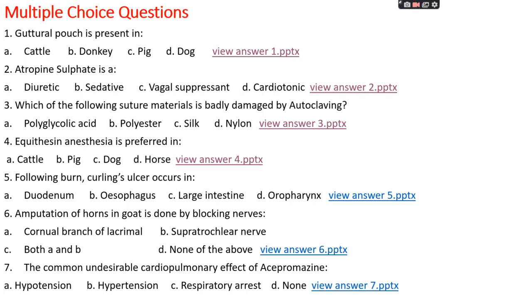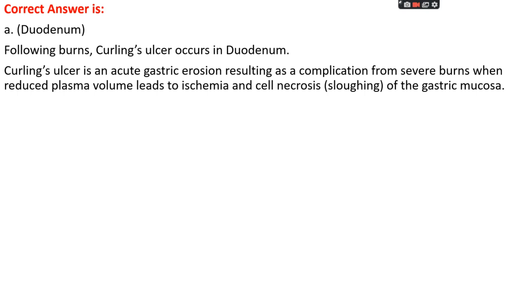Options B, esophagus. Option C, large intestine. Or option D, oropharynx. The right answer is option A, that is duodenum. Following a burn, a curling ulcer will be seen in the duodenum.